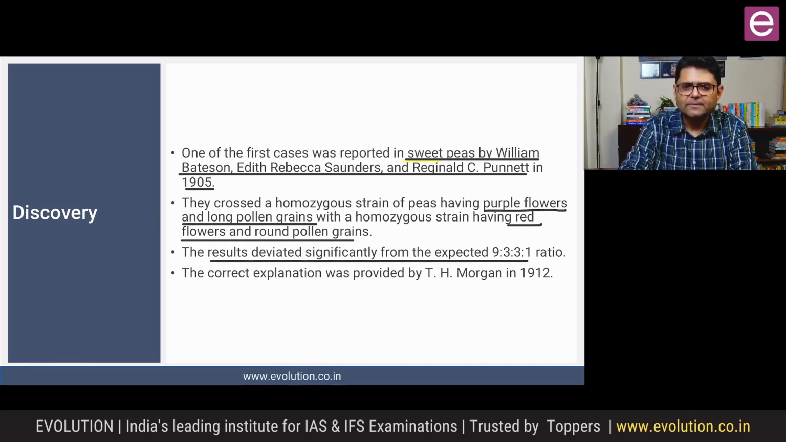Sir, actually the linkage concept is clear, but the Punnett example is not clear. Like, how exactly are the steps?